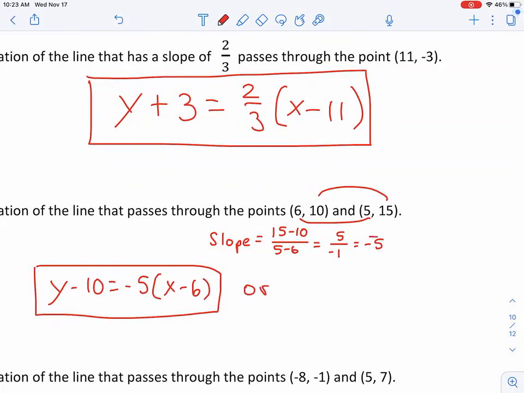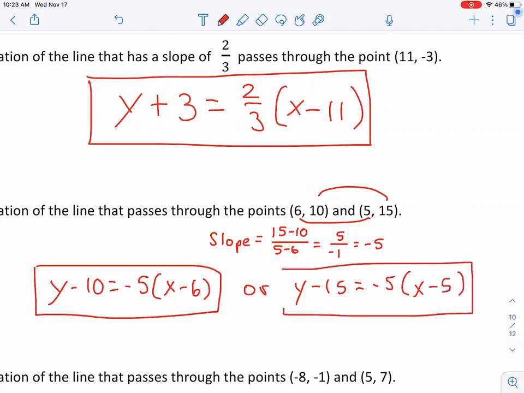But if I wanted to use this point, I also could use 5 as my x and 15 as my y. And so that equation would look like y minus 15 equals our slope of -5 times x minus 5. That would also be a perfectly acceptable answer. And in fact, they both are giving the same line.